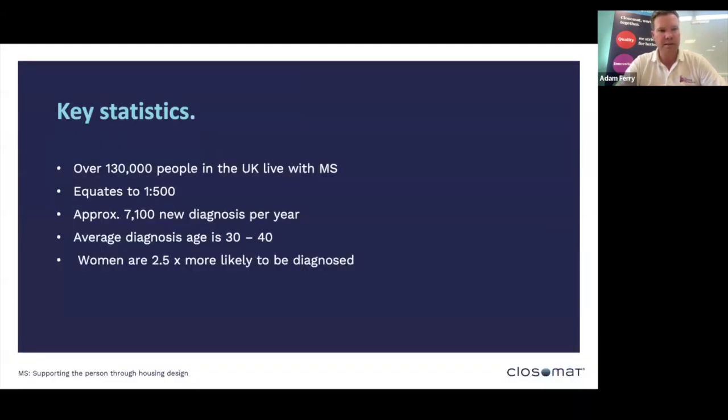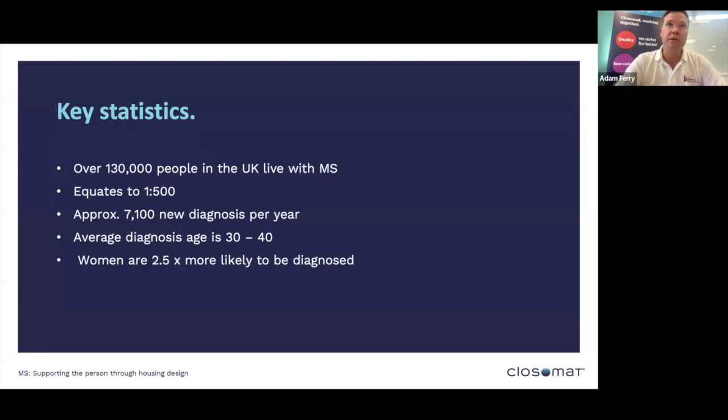Some of the key statistics: over 130,000 people in the UK live with MS. That equates to 1 in every 500. There are approximately 7,100 new diagnoses per year, and the average diagnosis age, according to statistics, is between 30 and 40. My experience of that is very much in the 40s, but statistically it's 30 to 40.